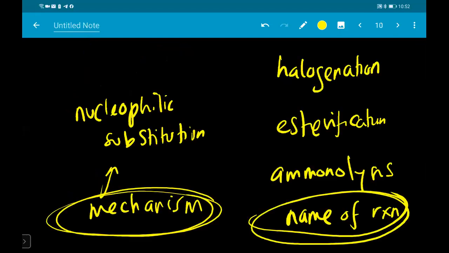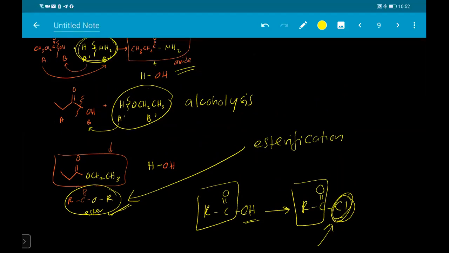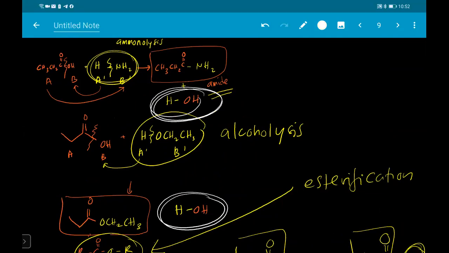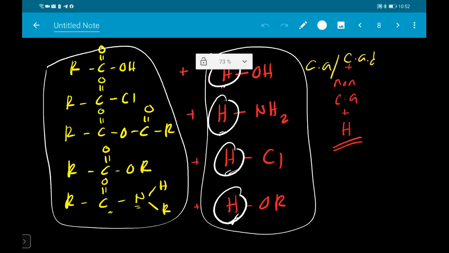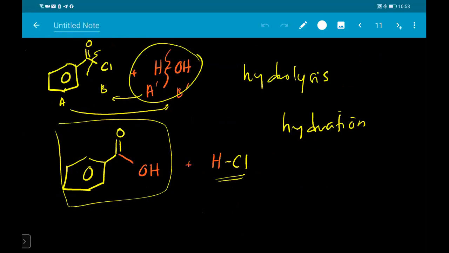Alright, just to show you something. If you notice, when it involves carboxylic acid, ammonolysis, alcoholysis or whatever, look at the white colored part and see what the side product is. If we use carboxylic acid, the side product is water. If we use nucleophilic substitution for acid chloride, all of the side product will be HCl. If you don't believe me, I'll show you one reaction.